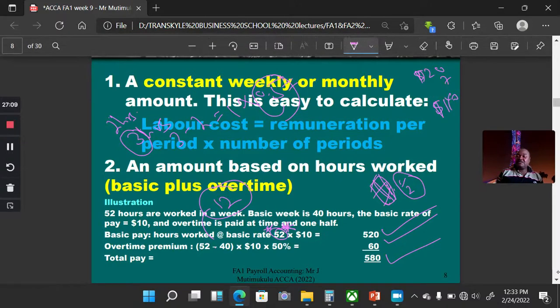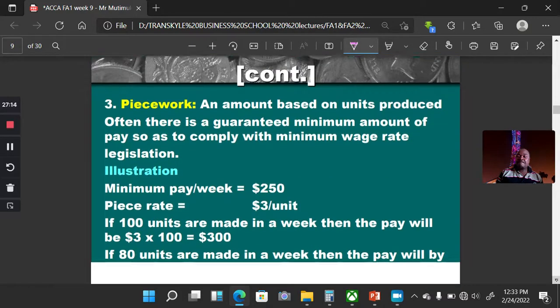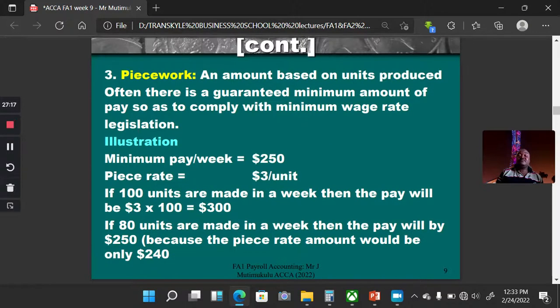All right, let's move on. That's what is called the piecework method of remuneration, where an amount is based on units produced. Often there is a guaranteed minimum amount of pay so as to comply with minimum wage rates. We may agree that an employee is going to be paid this much for every unit produced, but there are also labor laws which force us to pay this employee even if they decided not to reach a certain amount.